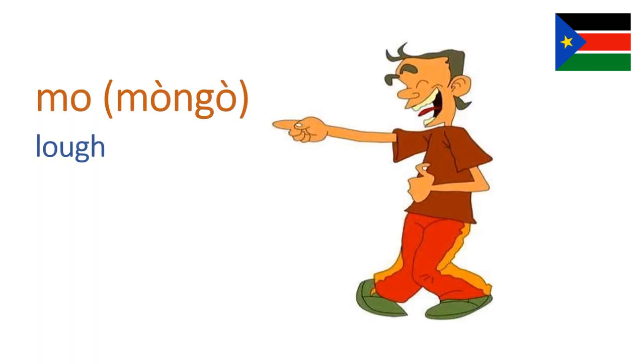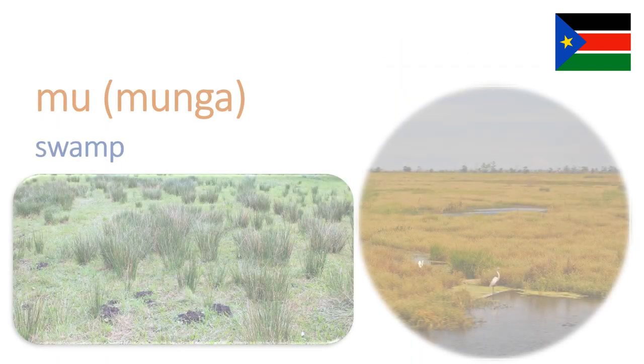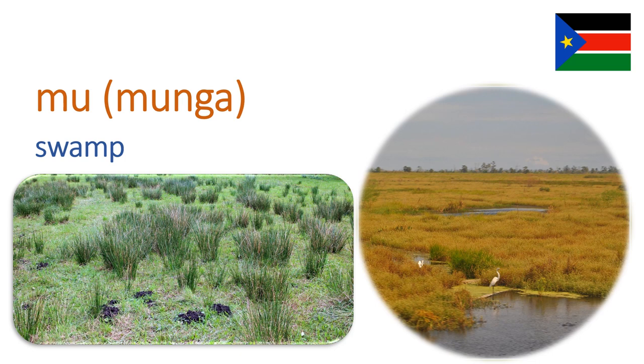Mo, mongo, that is laugh or laughing. It is important for the heart to laugh at least sometimes in a day. Mo, munga, it is a swamp. A swamp is a place where there are no trees but short grass with water.